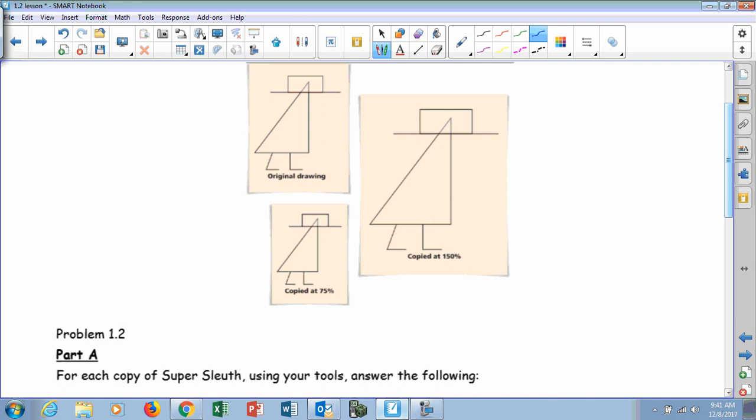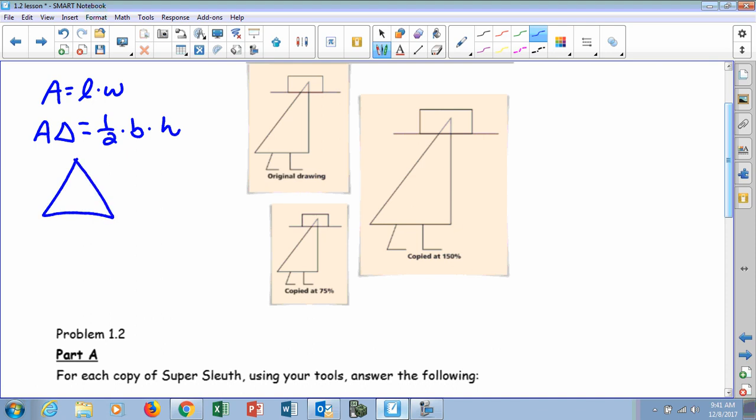So when we get ready to do this, a few things we need to know, right? Area formula, which is length times the width. That's for any square or rectangle. And you also need to understand the area of a triangle, which is half times the base times the height. So basically, if you had a triangle, there's the height of it, and then the base is the bottom part. We're going to need those as we go.